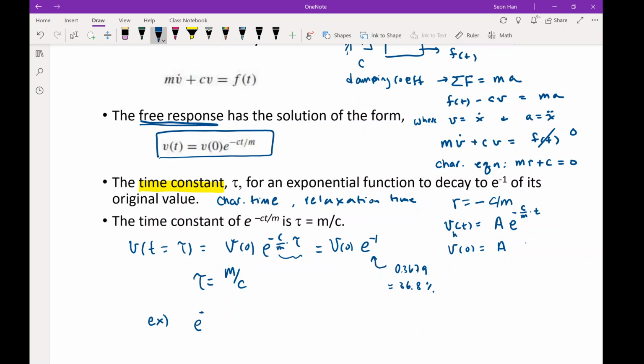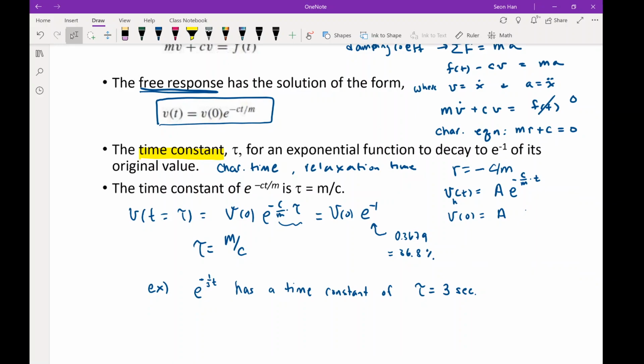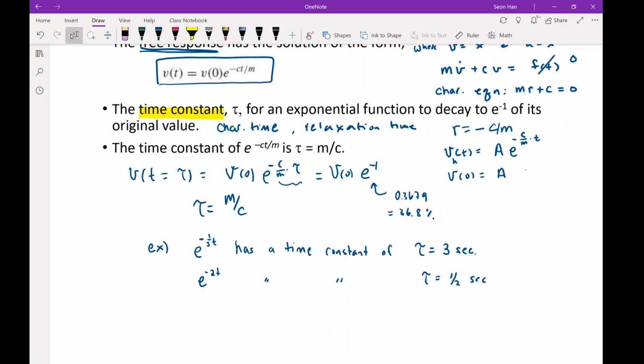So let's try this. Is this an exponentially decaying function? Yes, it is. It has a time constant of what? What is tau? 3 seconds, assuming t has a unit of seconds. For example, if I have e to the negative 2t, it has a time constant of 1/2 second, or 0.5 second. What if I say e to the 2t? Then you should say immediately, nonsense. Don't ask me those questions. It's not an exponentially decaying function.